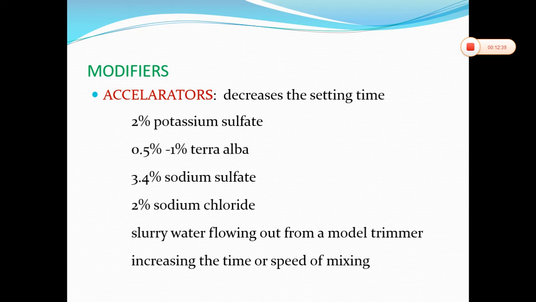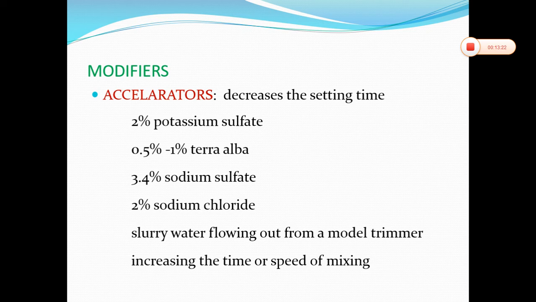Accelerators decrease the setting time. For example, if we add an accelerator, setting takes place in 5 minutes. If we add retarders to prolong the time, it will take 10 to 15 minutes. Accelerator, 5 minutes; retarder, 10 to 15 minutes. So 5 minutes is less time, so it decreases the setting time. Usually the accelerators added are 2% potassium sulfate, 0.5% to 1% Terra alba, 3.4% sodium sulfate, or 2% sodium chloride. All these are accelerators. They decrease the setting time.